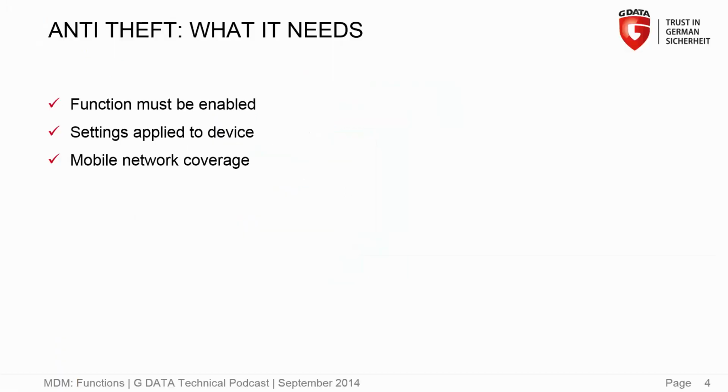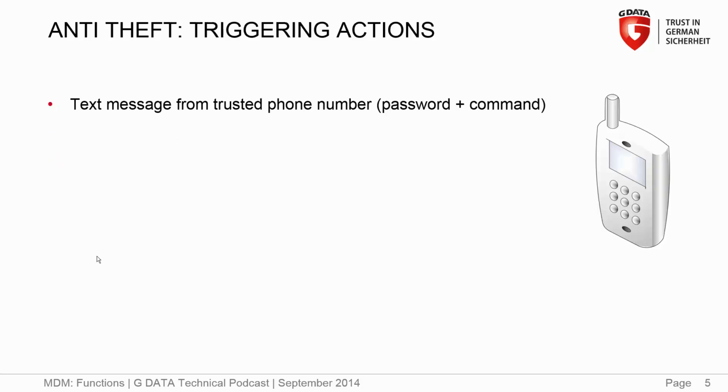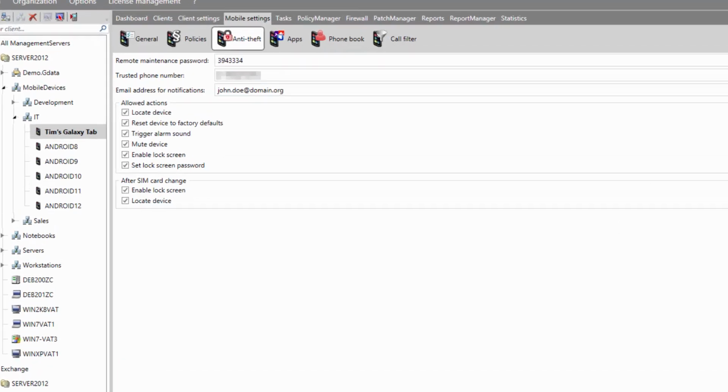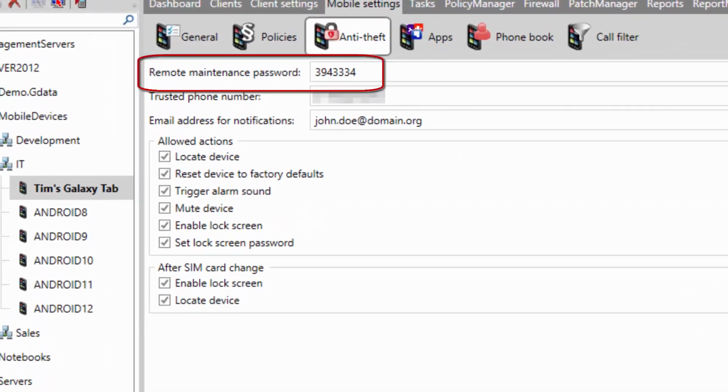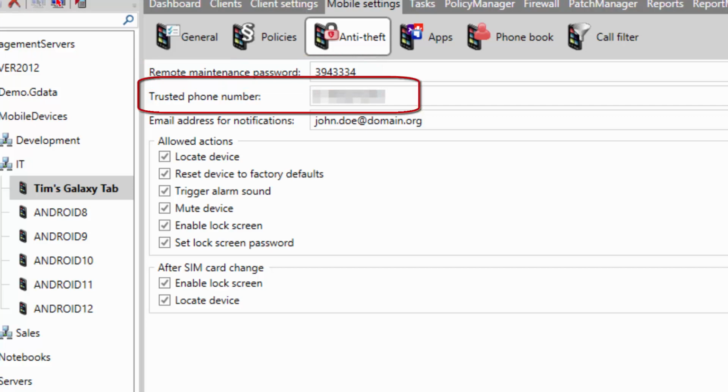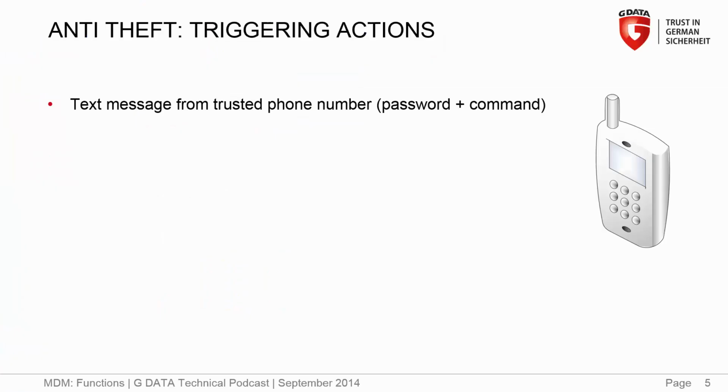If a device is inside a building with poor mobile coverage, settings and commands might reach the device with a delay based on when the signal strength is sufficient for message reception. All actions can be triggered with a text message containing the remote maintenance password, which is a numerical code of at least 4 non-consecutive digits, followed by the command. This requires a trusted telephone number to be configured in the Data administrator. Any commands which are sent to the device are only accepted when sent from this telephone number.